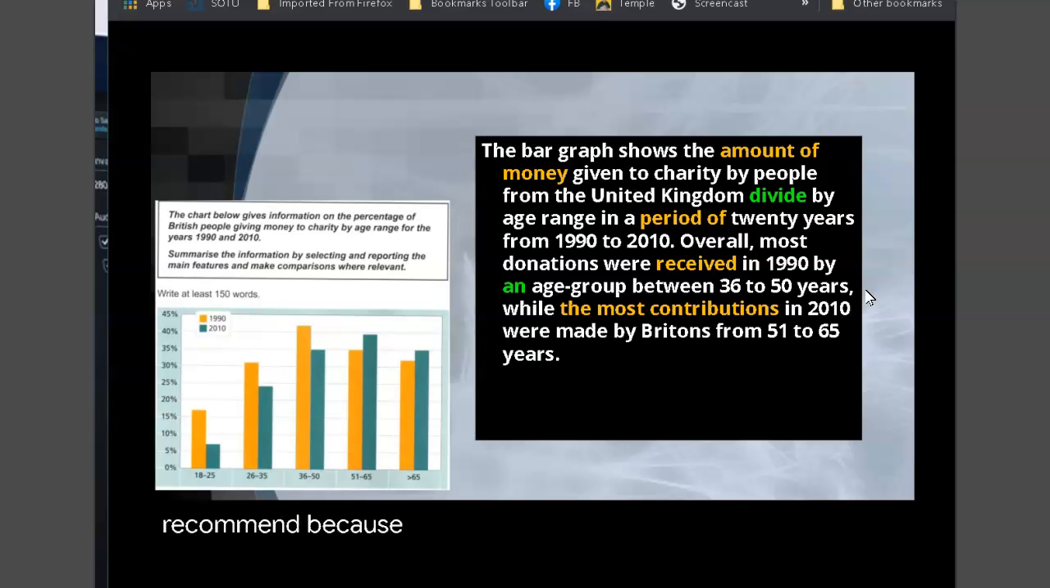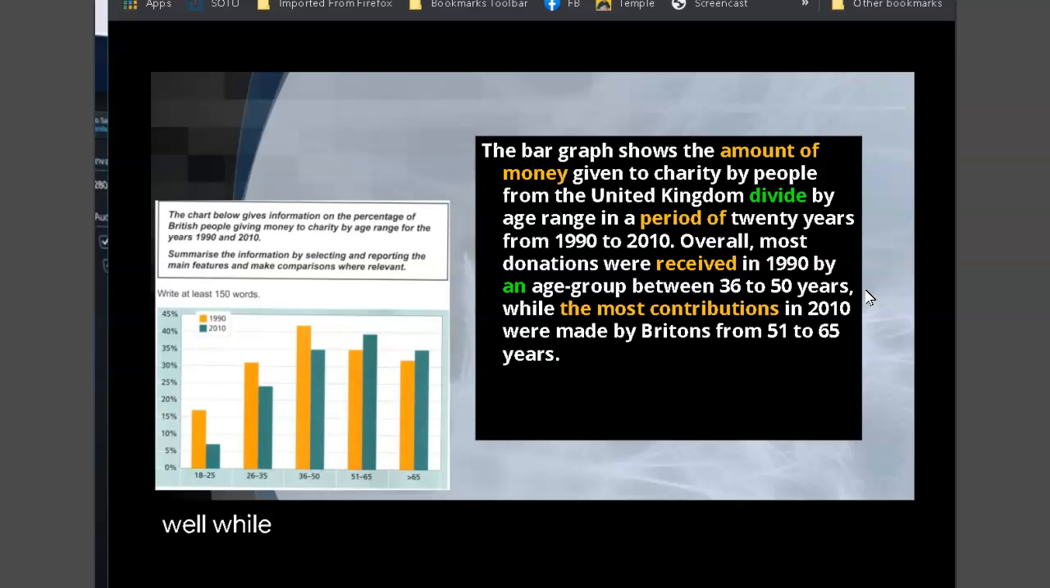Because sometimes it's not clear what the overview is. Now here you've made it clear by saying overall. And we say overall. The most donations were received. Oh, no. The people aren't receiving the donations. They're making them in 1990 by an age group. Are there more than one? An age group between 36 to 50 years. Between the 36 to 50 age group.